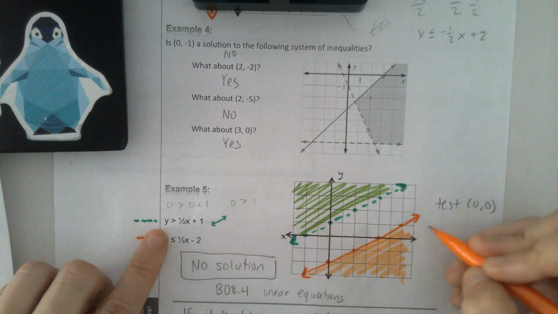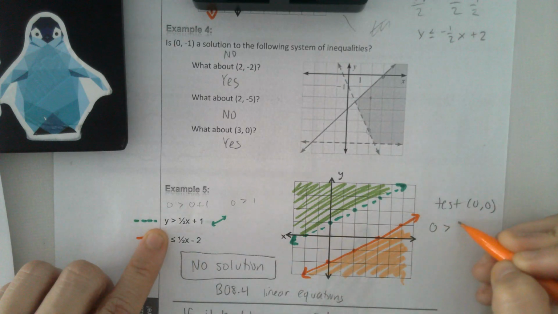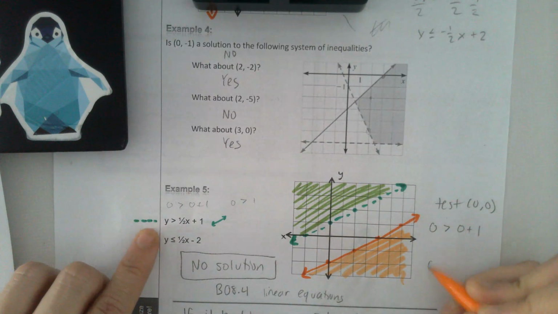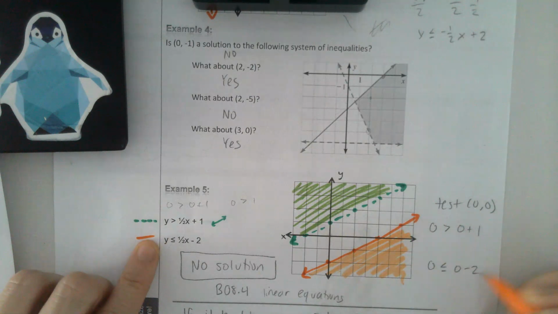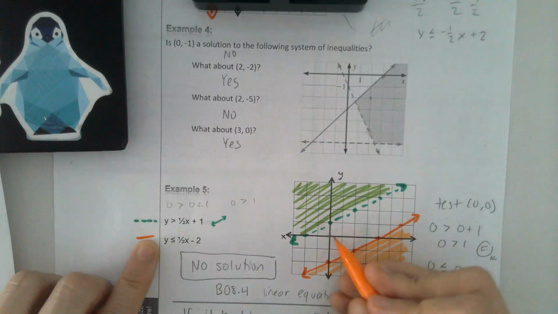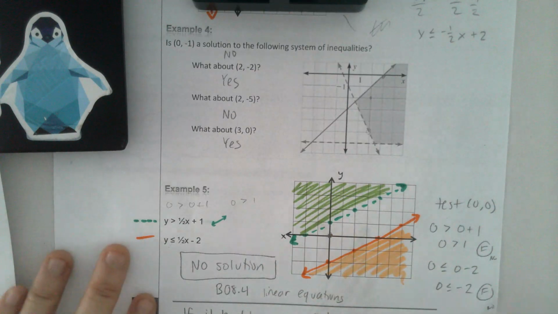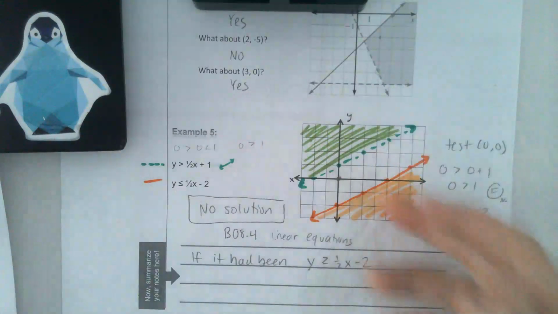Right, so if I put 0, 0 is greater than 0 plus 1, and 0 is less than or equal to 0 minus 2. So this is saying 0 is greater than 1, 0 is less than or equal to -2. So both of these are false, right? Or no. So clearly the 0, 0 point is not allowed to be in the solution. And as you can tell by the graph, it's not.